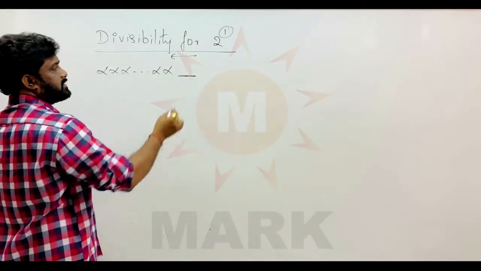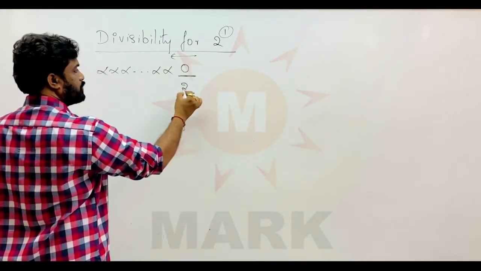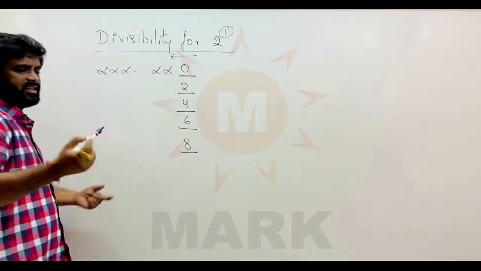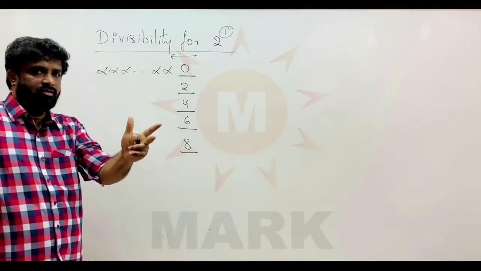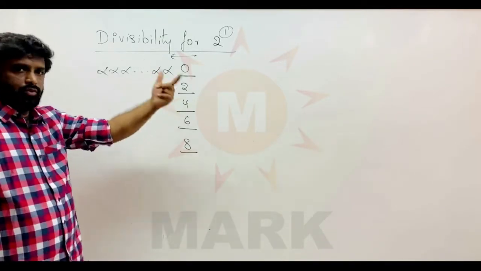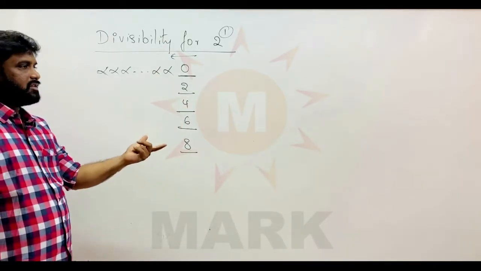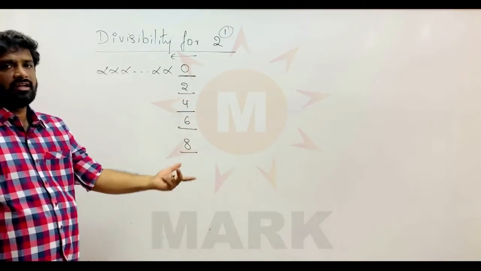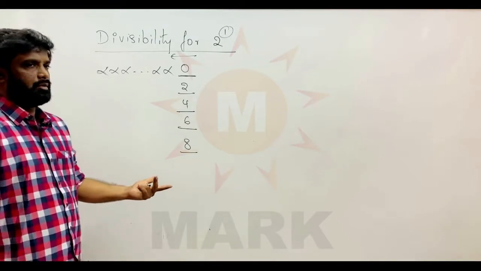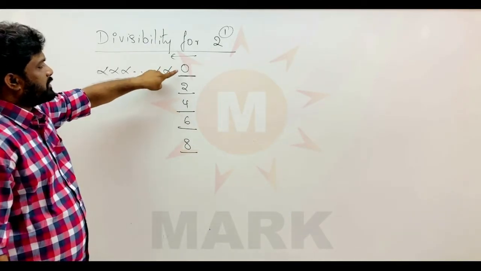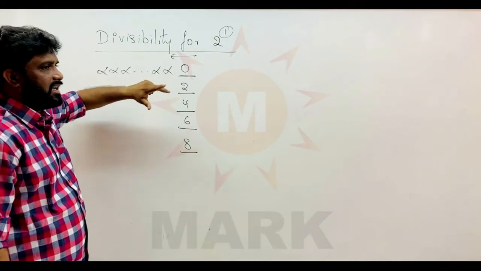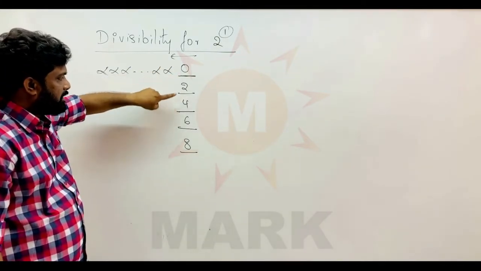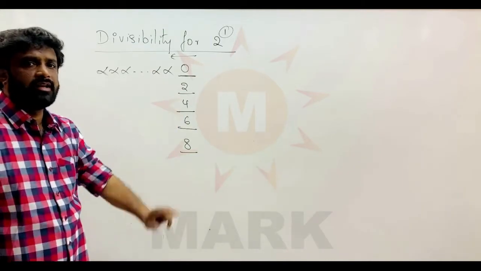In this place, if there is 0 or 2 or 4 or 6 or 8, for a number of any size, then it is divisible by 2. Any number that ends with 0, like 10, 20, is divisible by 2. So in a natural number, if you find 0, 2, 4, 6 or 8 in the units place, that is, 0 or any digit that is divisible by 2, then that entire number is divisible by 2.